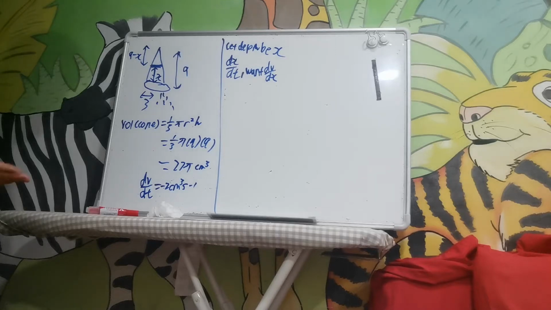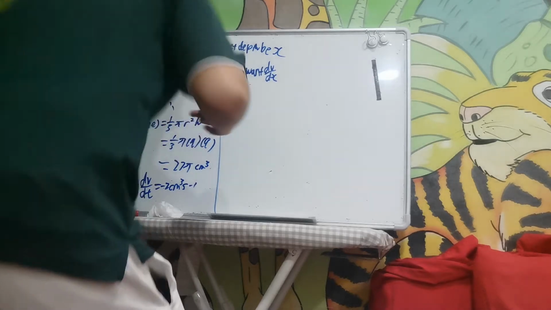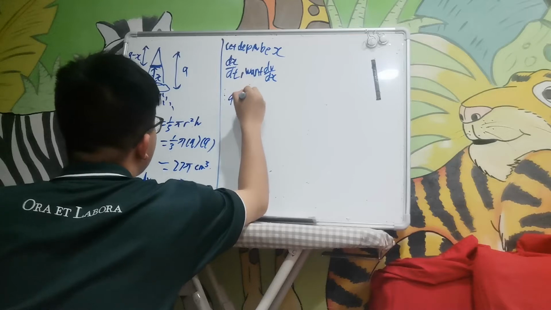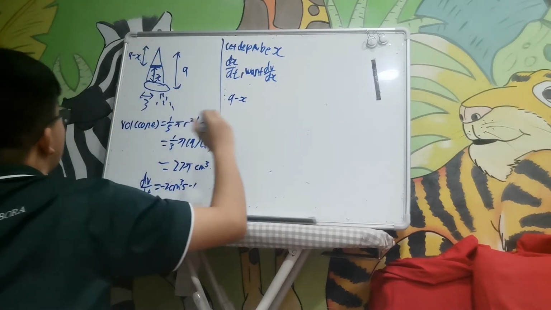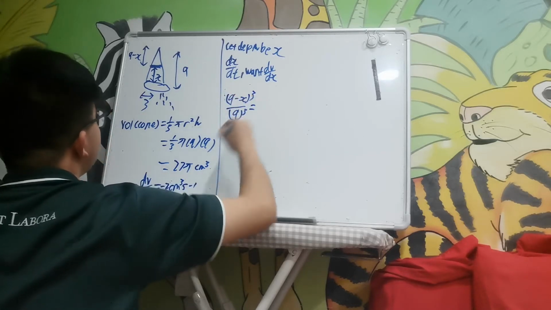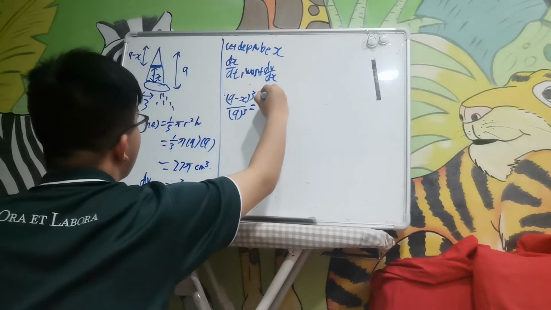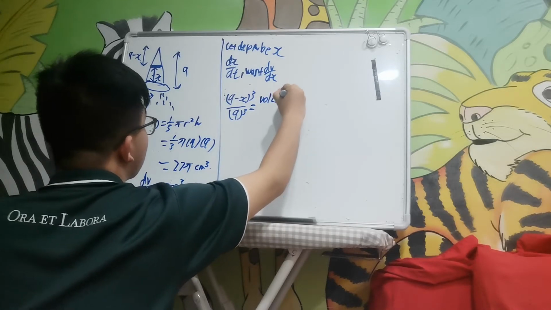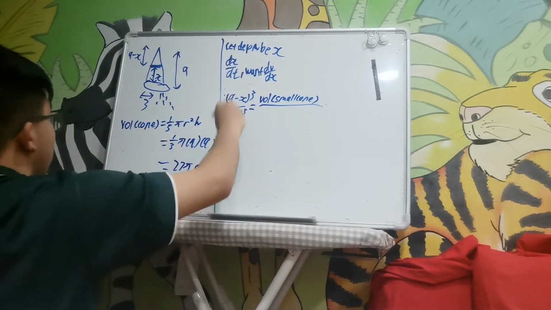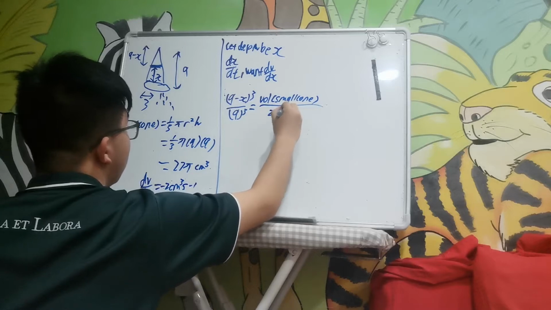What do you think of when you see two different objects with similar dimensions? For me, I would think of similar figures. So by similar figures, it states that the ratio between the smaller height over the bigger height, both of them cubed, is equal to the volume of the small cone over the volume of the big cone, which as we have found is 27 pi.